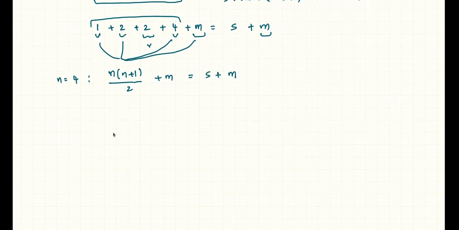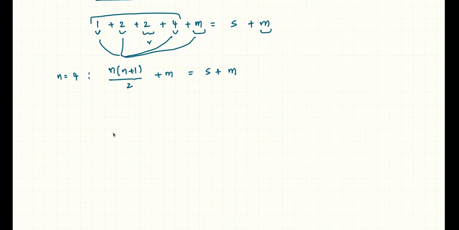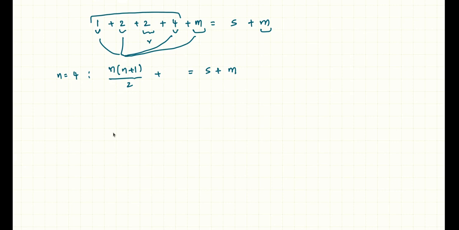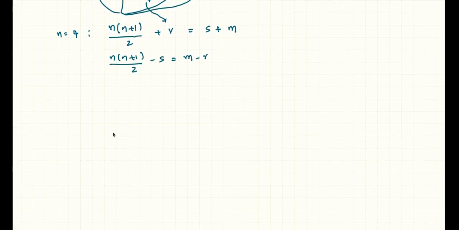Correct. No, this will be r, right? Since m was considered in the summation, r will be remaining. Yeah, so if I bring all the variables to the other side, we get m minus r. So this is one relation which we got.